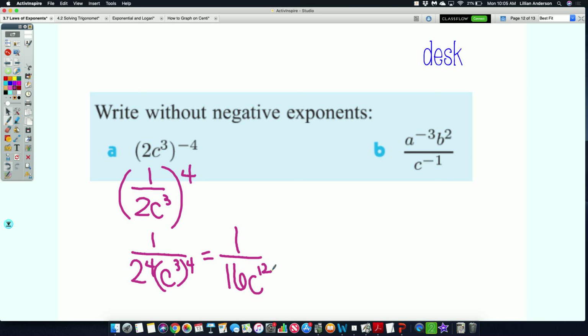Okay? Now over here, one way that you could tackle this problem is how? Flipping everything. Except the b squared, leave that behind. Okay? So the b squared doesn't have a negative, so it can stay there, but that a to the negative third power needs to go to the denominator. And then that c to the negative 1 power needs to go to the numerator. So then your answer should be cb squared over a to the third. Yes?